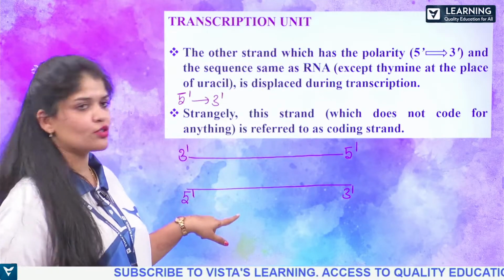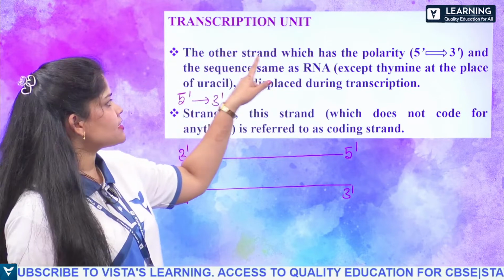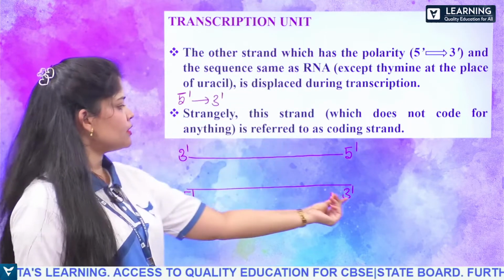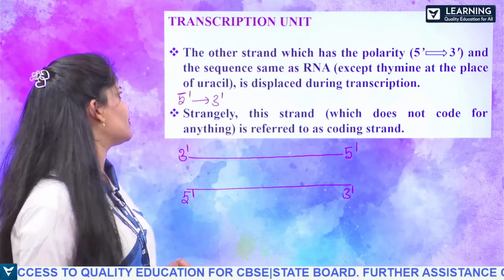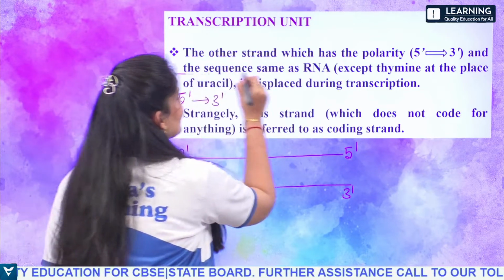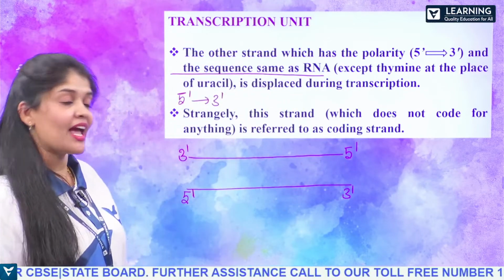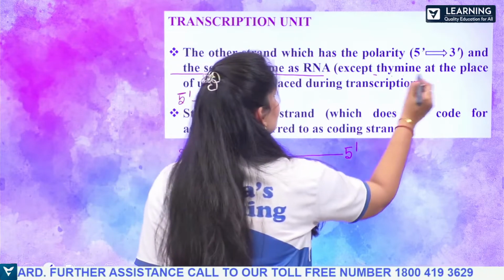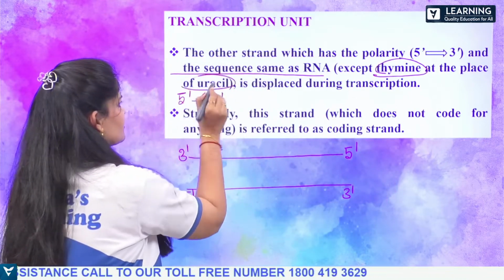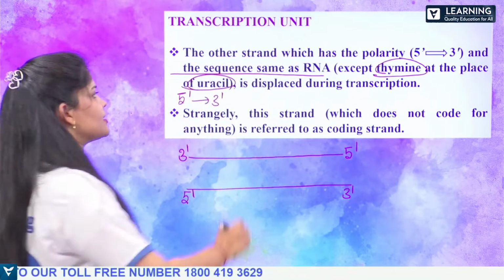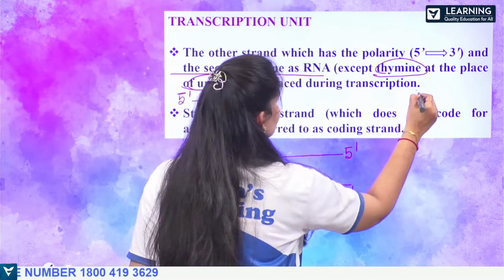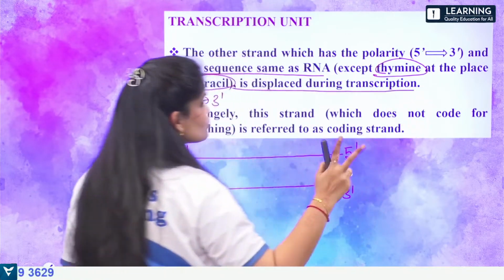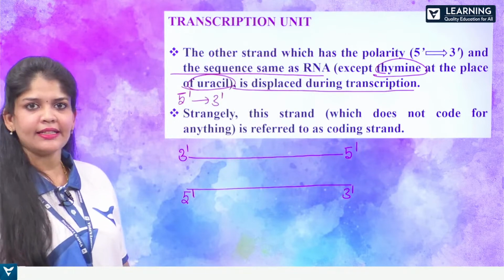Coming to the next strand, the other strand has a polarity of 5' to 3', and its sequence is the same as the RNA which is produced, except that at the position of thymine it will have uracil. This strand is going to be displaced during transcription. Out of two strands, only one strand is acting as a template, right?